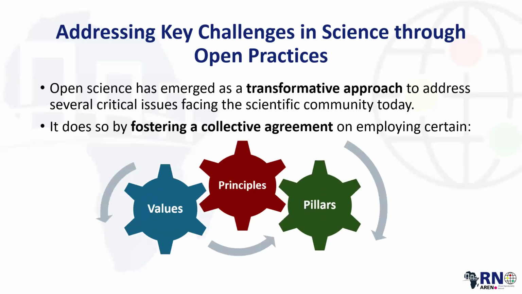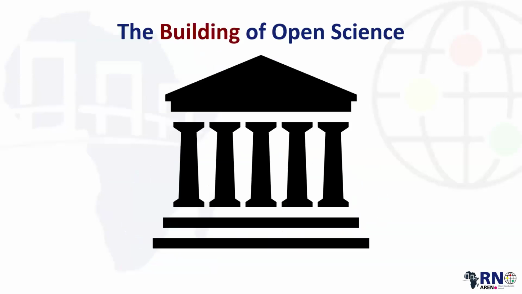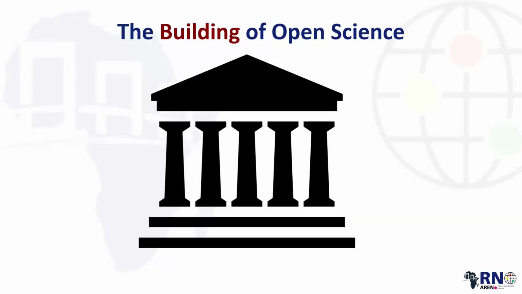And of course, these values, principles, and pillars work hand in hand. They are not operating separately, but they work hand in hand in a dynamic way so that it produces a framework of community and collaboration that embrace open science and that enhance the scientific community. And we can think of open science as basically a building. So we call this the building of open science.